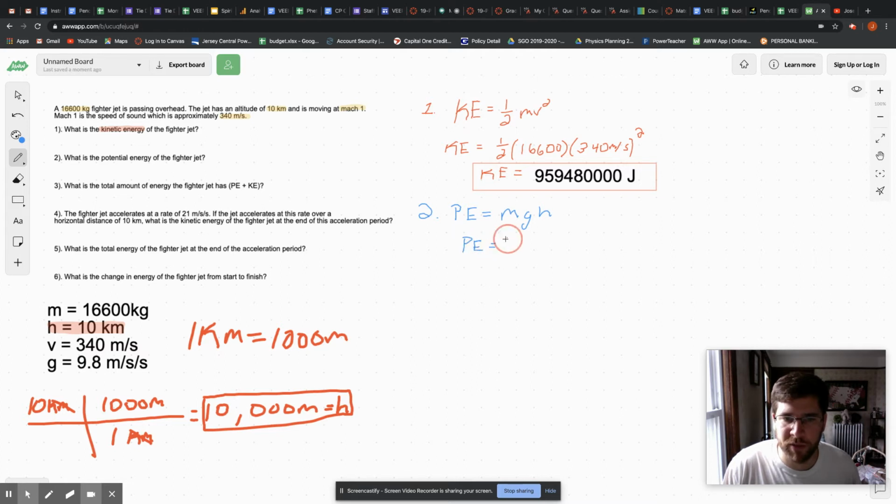We have PE equals mgh, so PE is equal to the mass, which is once again 16,600. The gravitational field strength, which we said was 9.8 because we're here on Earth. I don't mean to get technical, but it's actually probably a little bit lower than 9.8, but we can use 9.8. That's okay. Times the height of the object. We're not going to use that 10 kilometers. We're going to use what we converted, the 10,000 meters.